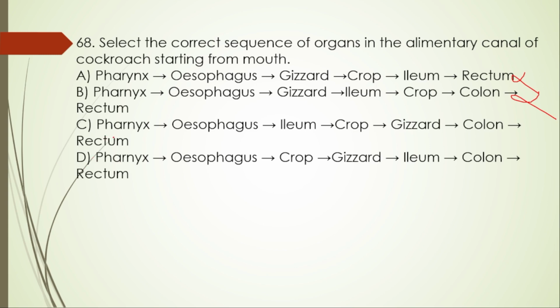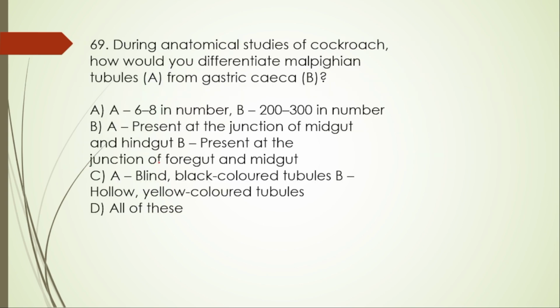Let me see. C: pharynx, esophagus, ileum, crop, gizzard, colon and then rectum. This one is also wrong. And then the last one, that is pharynx, esophagus, crop, gizzard, ileum, colon and then rectum. This one is the correct sequence from the mouth to the rectum. So for the 68th one, the right option is D.